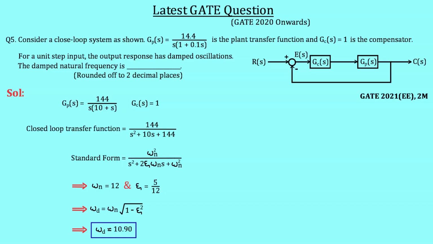In this question, you can easily find the closed loop transfer function, and after comparing it with the standard form of second order transfer function, we will get the value of natural frequency to be equal to 12 and zeta equal to 5 divided by 12. We also know the formula for damped natural frequency is natural frequency omega n multiplied by under root of 1 minus zeta square. After putting the value of different parameters in this equation, you will get the value of damped natural frequency to be approximately equal to 10.90. Now let's see the next question.